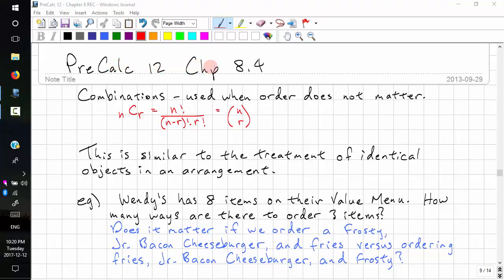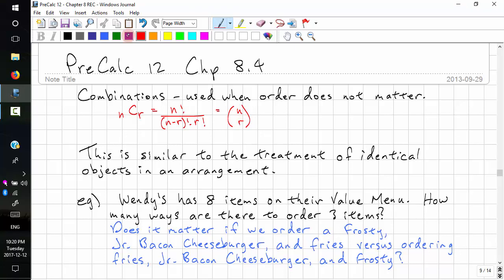This is Pre-Calculus 12, Chapter 8.4. This time we're going to be looking at combinations, and combinations are used when order does not matter. And we have this notation: n choose r equals n factorial over n minus r factorial times r factorial. Another way to write this is with parentheses, n over r.